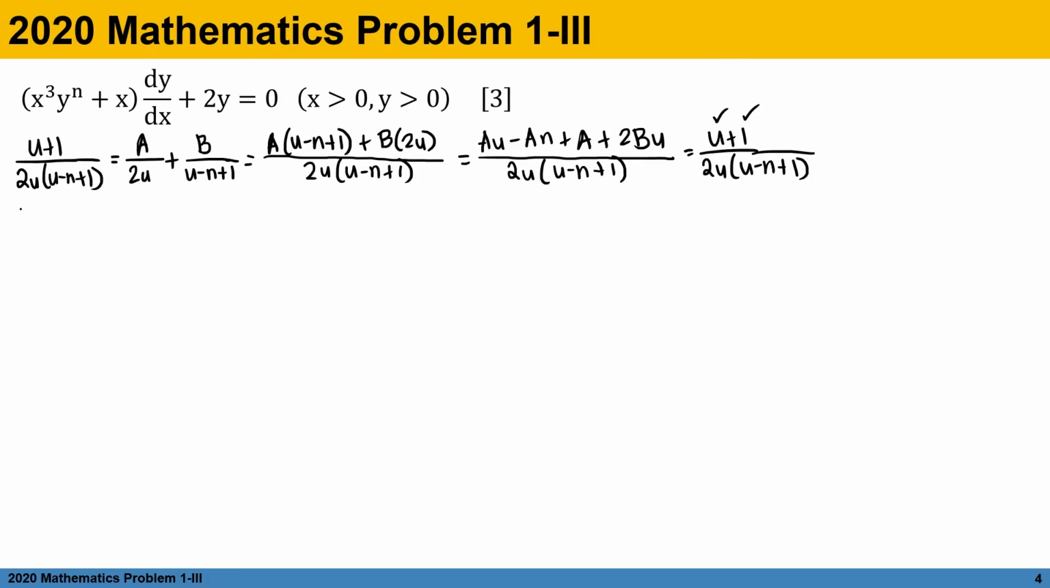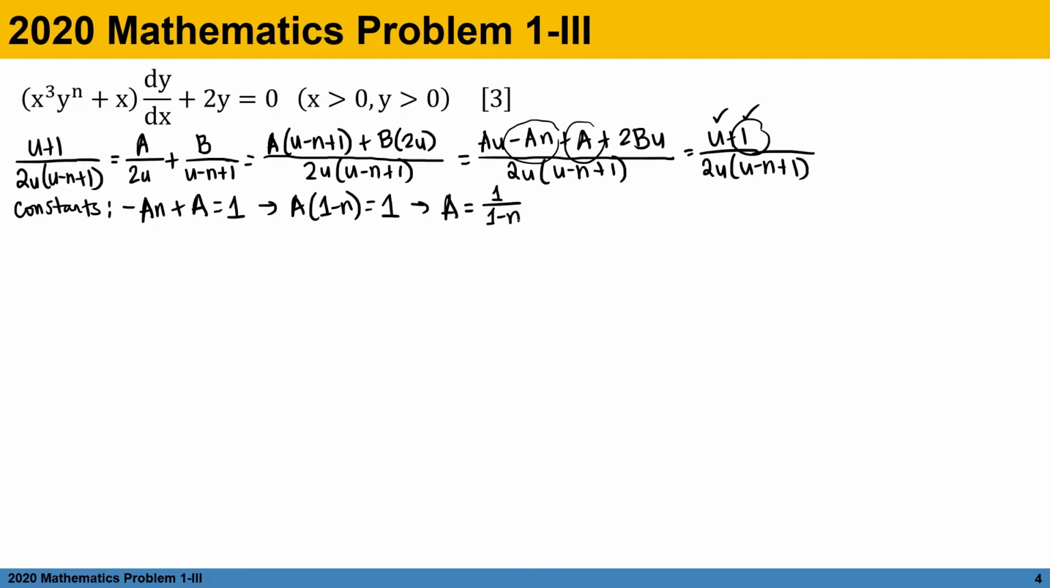Comparing the constant coefficients, we have 1, this negative An and A. So our equation is negative An plus A is equal to 1. Or we can have A times (1 minus n) equals 1. Therefore, A is 1 over 1 minus n.